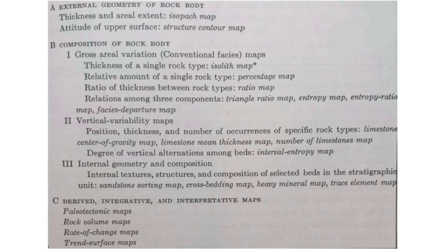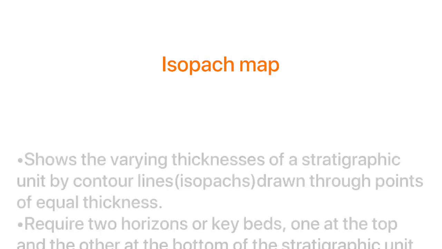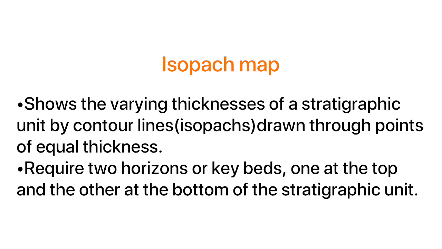Class A depends on the basis of external geometry of rock bodies. What do you mean by external geometry of rock bodies? It means thickness, elevations, and any other characters of the rock body. From these characters, thickness and elevation, we can draw two maps. The first one is the isopach map. It depends on the thickness of the stratigraphic unit. The isopach map shows the variation in thickness of the stratigraphic unit by contour lines drawn through points of equal thickness.